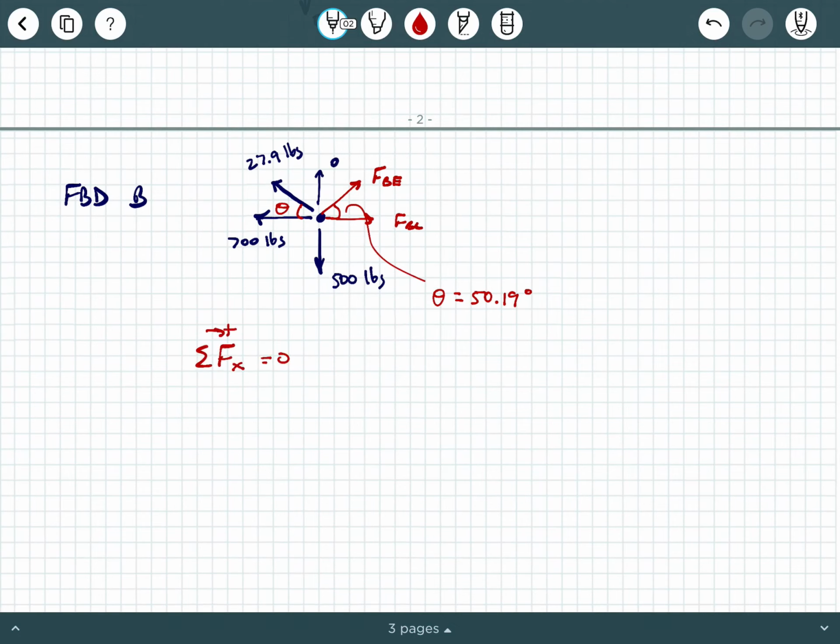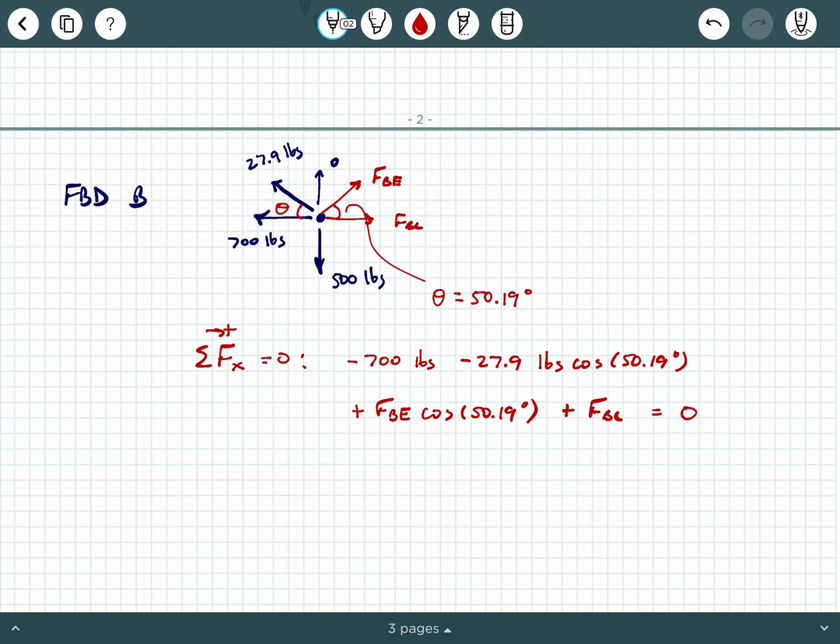I'm going to say sum of the forces in the x direction equals 0, and we're going to say negative 700 pounds. Then we're going to say minus 27.9 pounds times the cosine of 50.19 degrees. And then plus FBE times the cosine of 50.19 degrees. And then plus FBC equals 0.